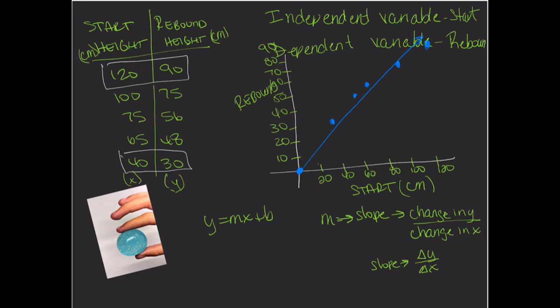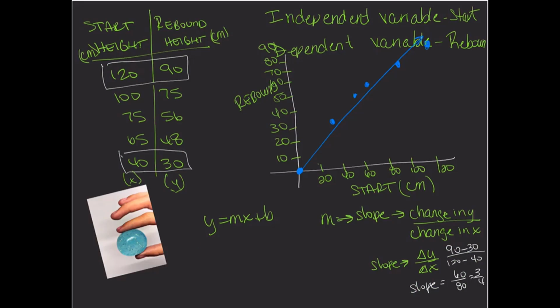So to find change in y over change in x, if you're finding change, you're subtracting. So I'm going to go 90 minus 30. My change in x, going in that same order, I'm going to go 120 minus 40. So I am going to come up with a slope that equals 60 over 80. And that's going to reduce down to 3/4.